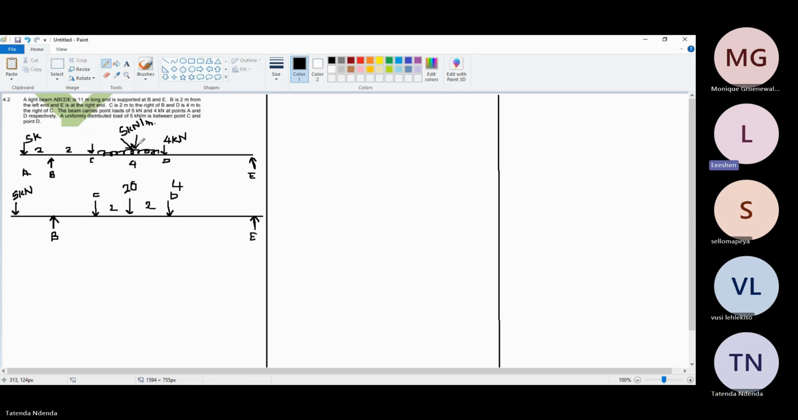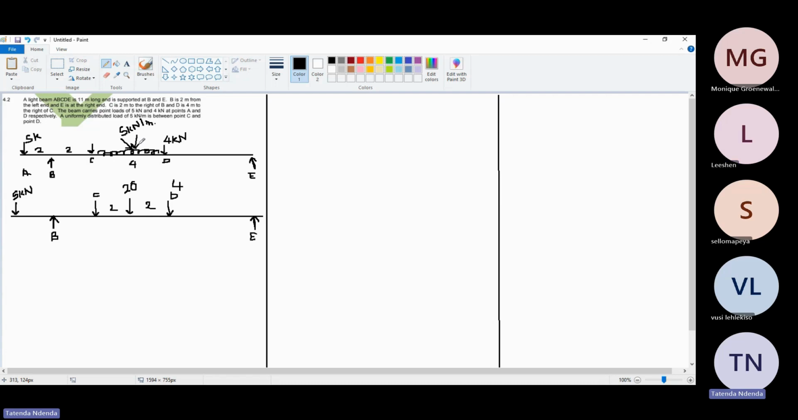Is it necessary to write the Newton in simpler terms instead of 5 kilonewtons? Is it okay to write it as 5,000 newtons? No, it doesn't matter. If you want to calculate your values in kilonewtons, please leave them in kilonewtons. So if we have 5 kilonewtons, 4 kilonewtons, your answers are supposed to be in kilonewtons. Don't change.